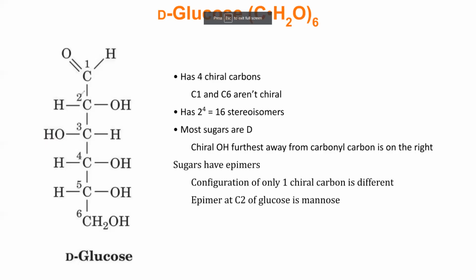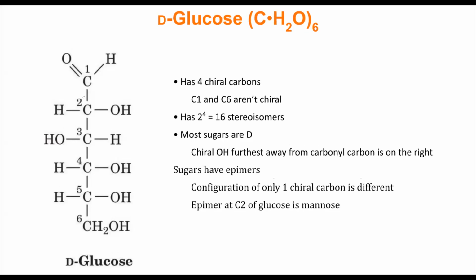All right, in this video, we are going to continue our discussion on sugars. And here is where we left off on Monday, looking at glucose. The important things to remember: how do you tell D sugar? It's the last OH. How do you determine stereoisomers? 2 to the power of chiral centers. And what's an epimer? An epimer is only different at one chiral carbon. Everything else is the same.